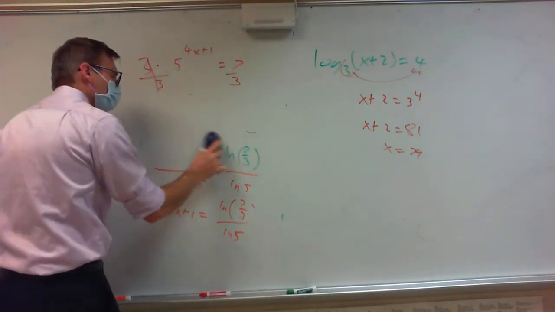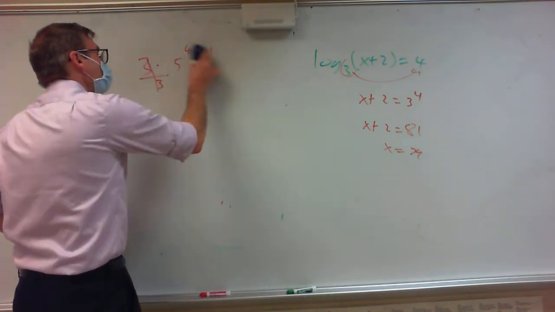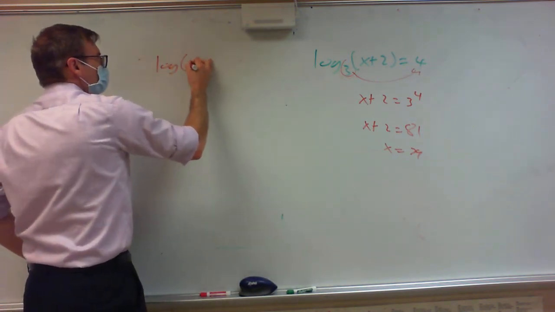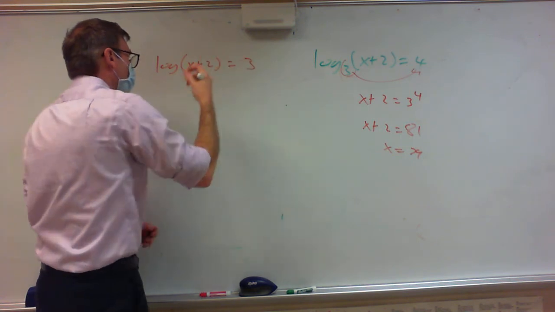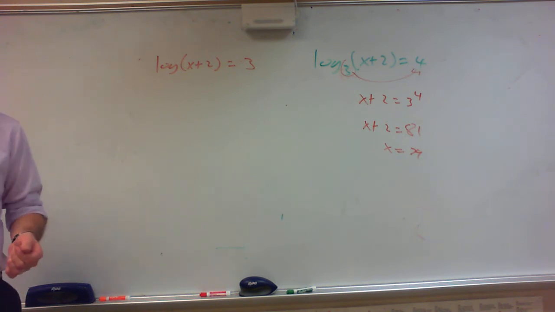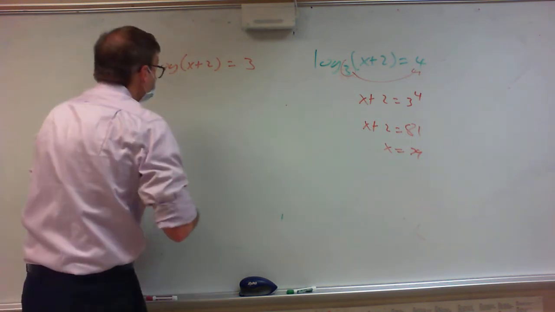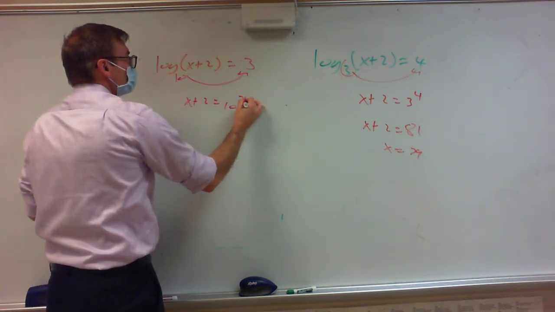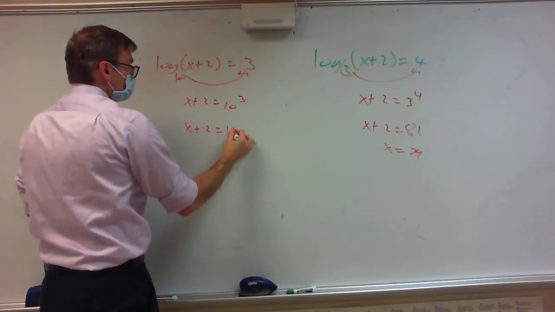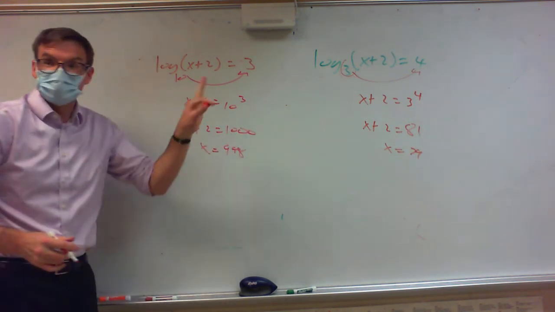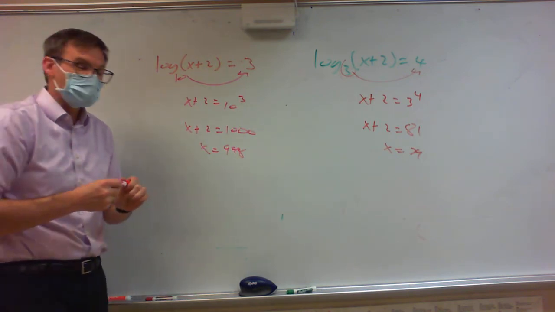All right, well, what happens if it's log of x plus 2 is equal to 3? How do you do that? You do the same way, isn't it? What's your base? 10. So I take the 10, I go swoop. So I get x plus 2 is equal to 10 to the third, x plus 2 is equal to 1,000, x equals 998. Yay. Right? Everybody okay with this? I don't know if you can see where I'm going with it.